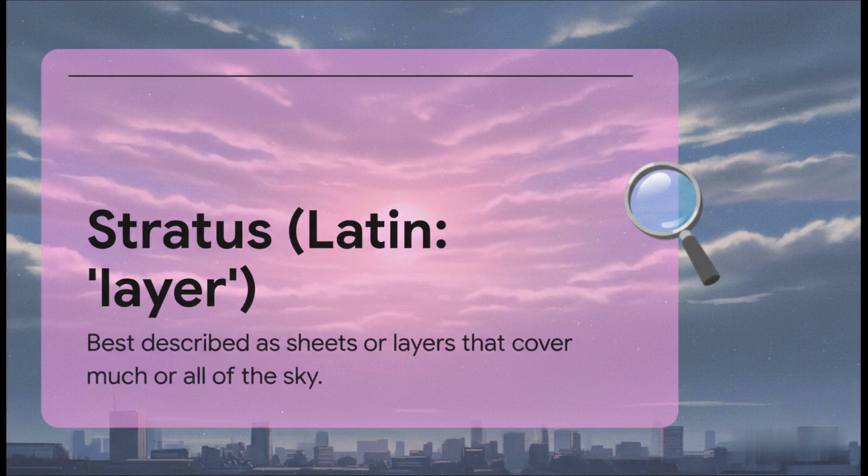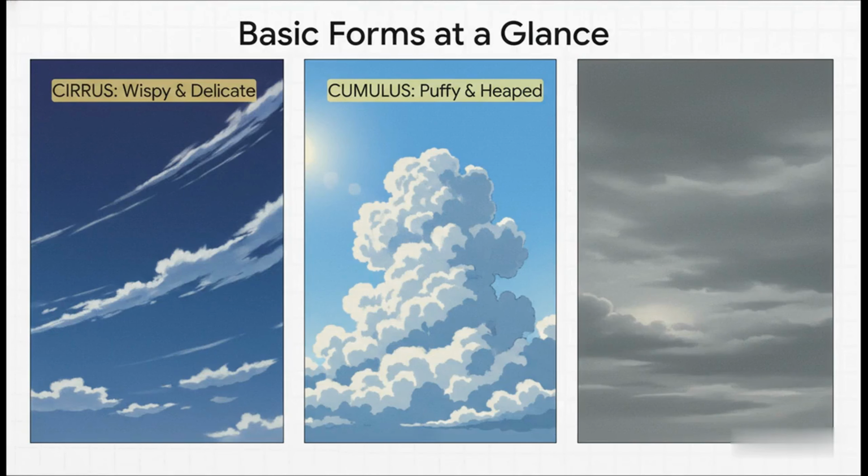The name means layer, and that's exactly what they are. These are those gray, kind of featureless sheets that can cover the entire sky like a big, dreary blanket. They might bring a little light drizzle or a few snowflakes, but you're rarely going to get anything heavy from them. So, let's recap real quick.